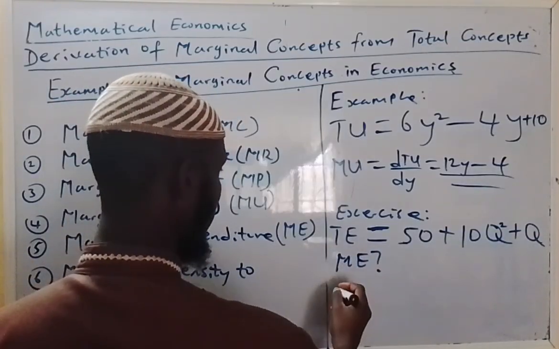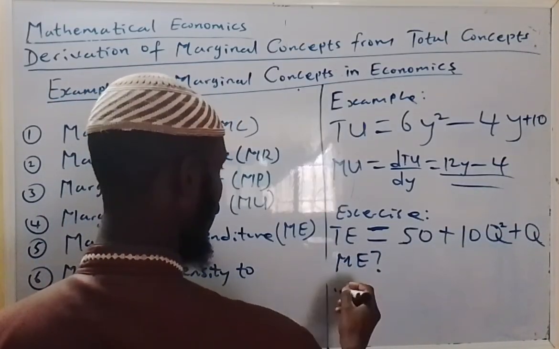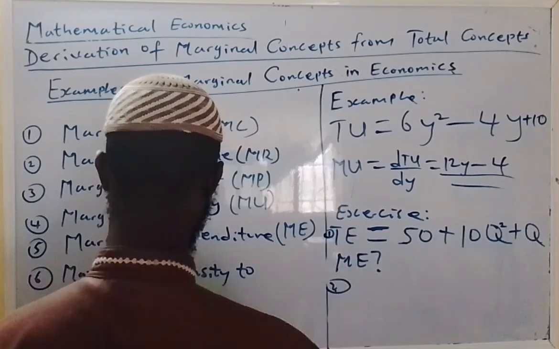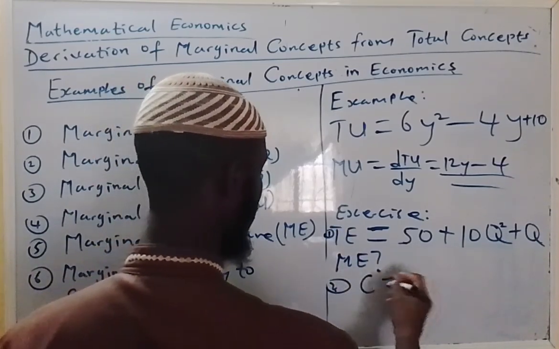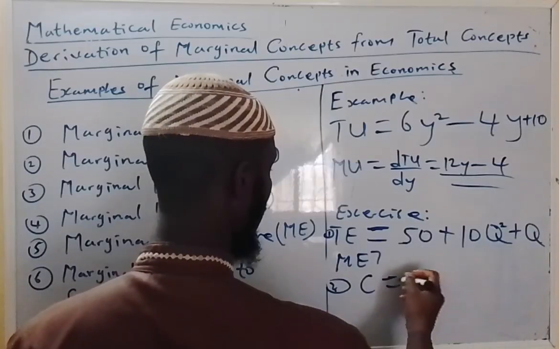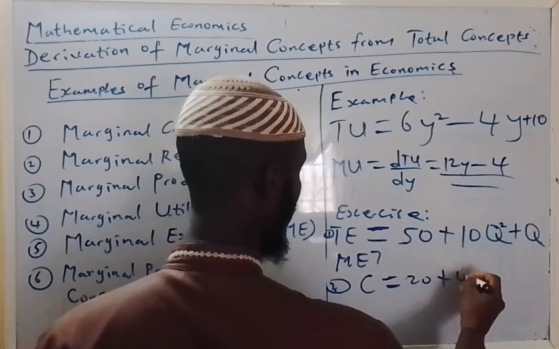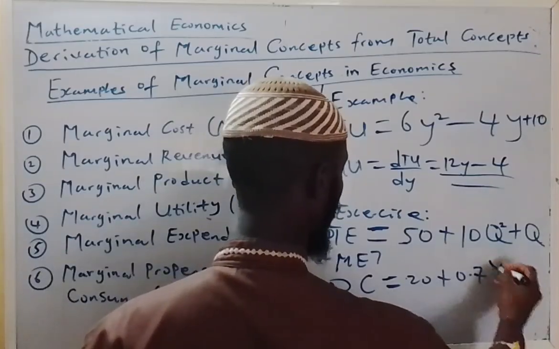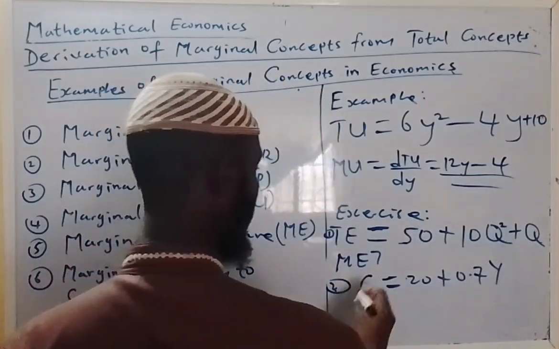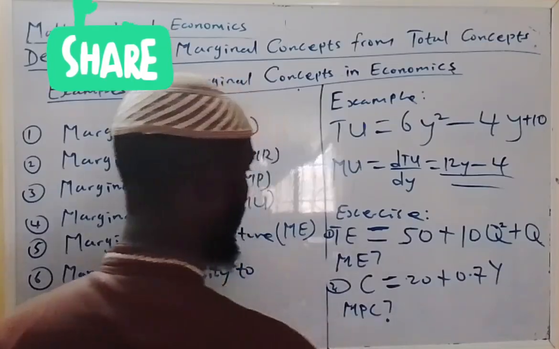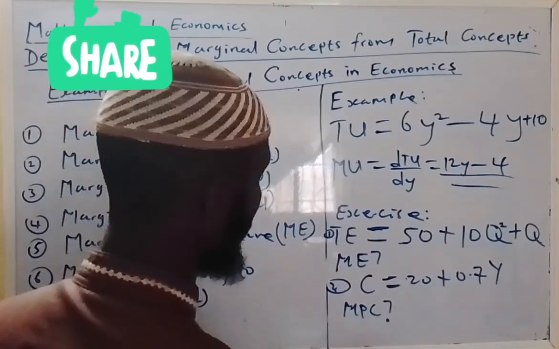The second one, let's say we have a consumption function. Let's say the consumption function is equal to 20 plus 0.7y. Okay, can you derive the marginal propensity to consume from here? So tell me your answer.